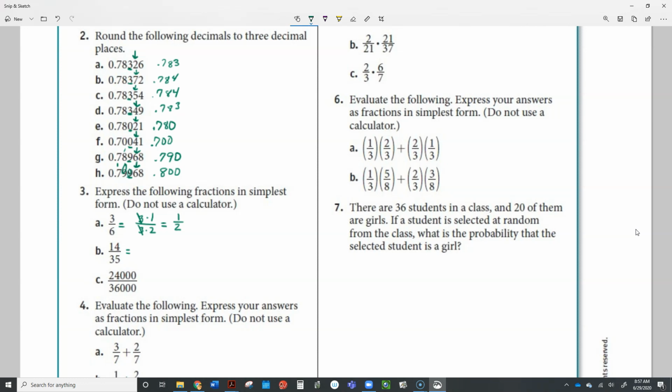So 14, let's try 7 times 2. And since this one has a factor of 7, I'm going to see if 35 has a factor of 7, and it does. The common factors divide out to a value of 1. And then the 2/5 stays 2/5 when you multiply it times 1.